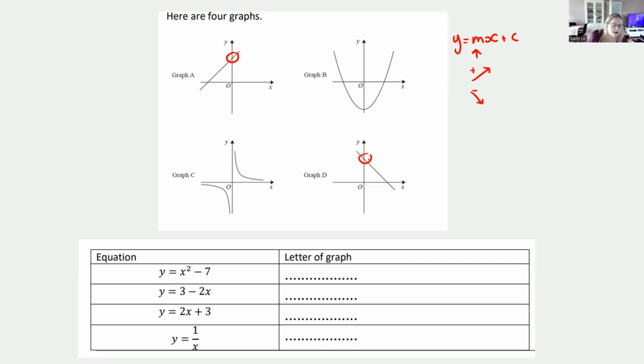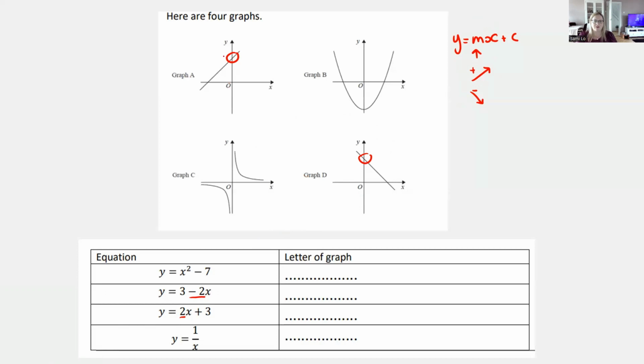And looking at the graph that we're actually given, they are the same. So the thing we're focusing on here is the gradient. Now, the gradient is in front of the x value, so it's like the coefficient of the x. So I've got a coefficient of 2, or I've got a coefficient of -2. So we're including that number in front of it.